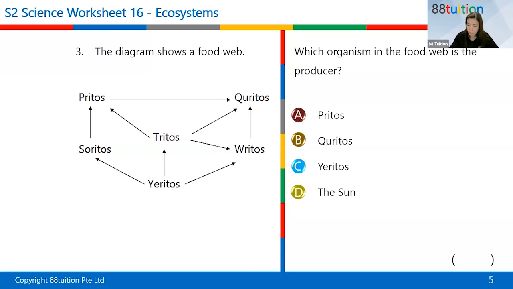Now, this one is quite easy. Producer is not eaten by anything. Producers don't have any arrow pointing towards them because they are not eating anything. So if you look at this particular food web, you can identify this is the producer. It's being eaten, but it's not eating anything else. So 3C. Then question 4.